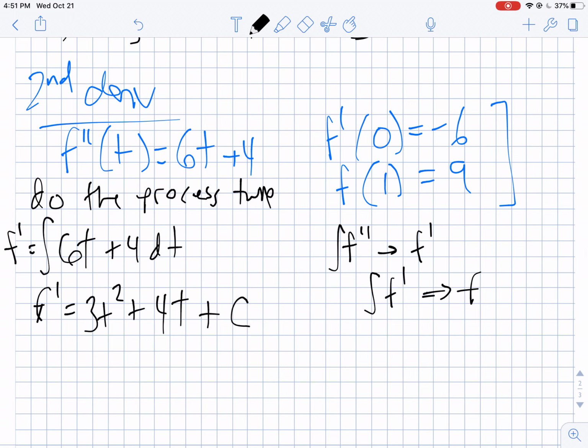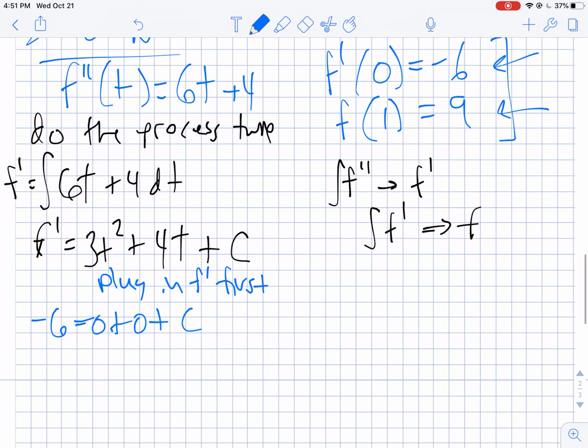Now I'm going to take a brief pause right here to actually plug in the point. I want to be careful which one I plug in. I have one for f prime and one for f. So I'm going to plug in the f prime point first. So that's 0, negative 6. So negative 6 equals 0 plus 0. Oh, that was pretty nice. Okay, so that tells me that now when I write f prime, I'm going to get f prime equals 3t squared plus 4t minus 6.